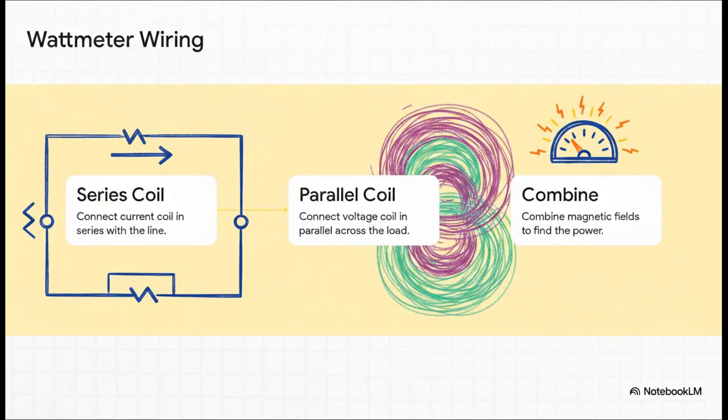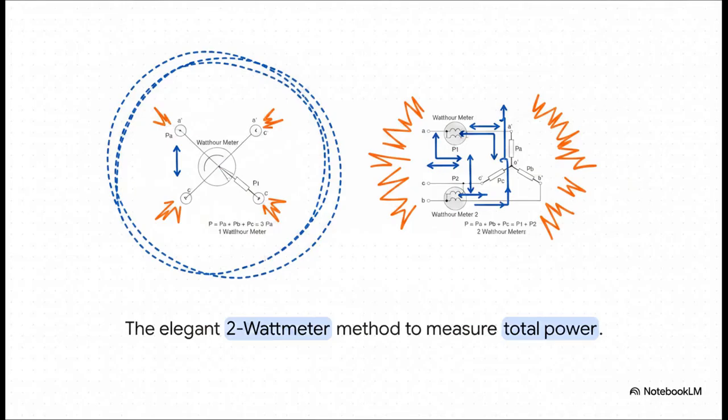Because it's got those two separate coils, wiring it up requires some pretty strict systematic steps. Step 1, you have to connect the current coil in series with your line, so the flow goes straight through it. Step 2, connect the voltage coil in parallel across the load. Step 3, the instrument mechanically combines these two magnetic fields, moves the needle, and boom, you've got the power reading for that specific phase. But here's the beautiful part.